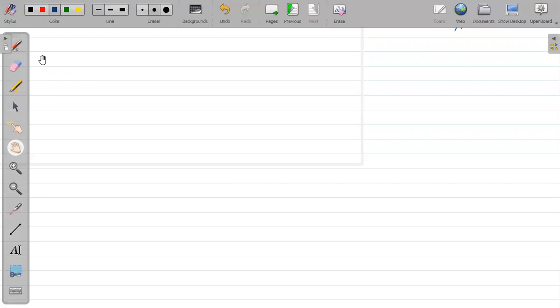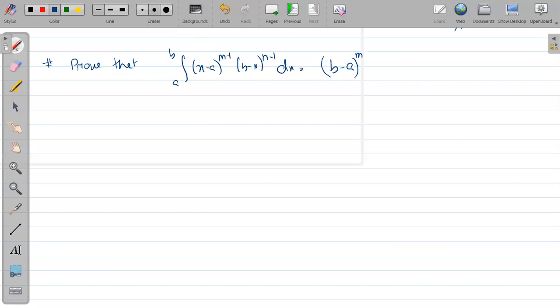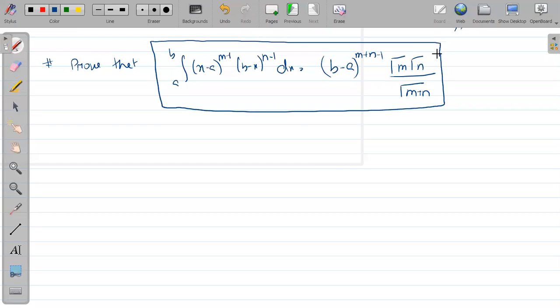Now what? This is also an important relation. You should remember it in your notebook; in your Chaitanya synopsis it is also mentioned, but not given as gamma or any function. You should remember this one. It is nothing but (b minus a) to the power m plus n minus 1 times beta of m, n. Whenever this type of question comes, you will be using this formula.